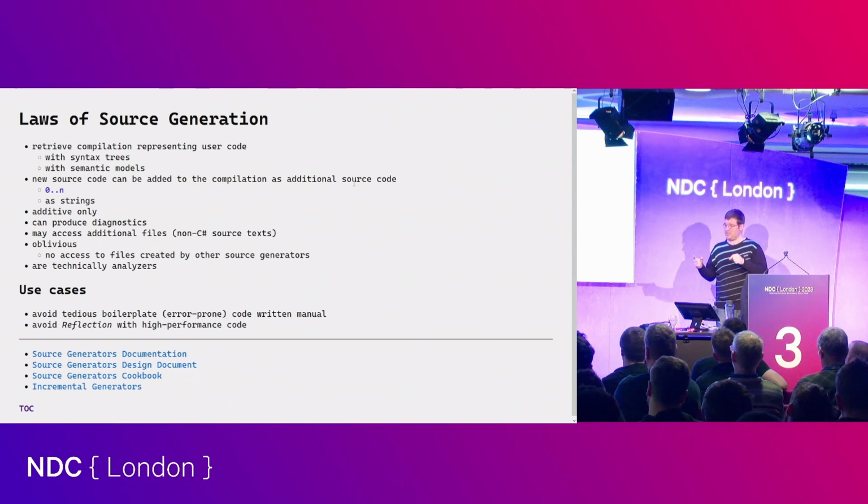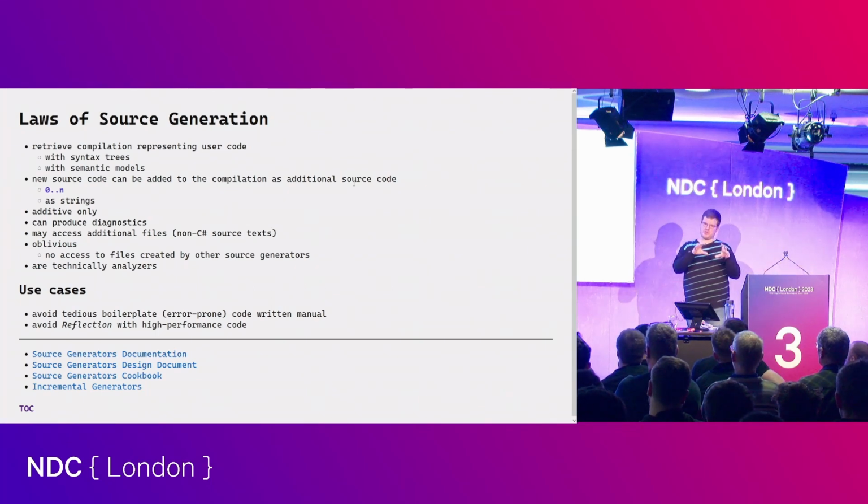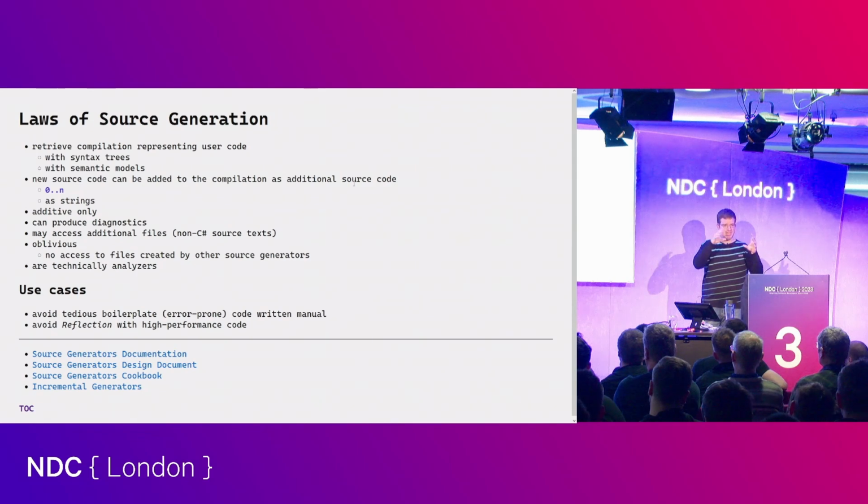Source generators are additive only. We cannot remove, we cannot alter code, we cannot rename anything. So we can only currently add new code to it. Since a source generator is technically an analyzer, we could also produce diagnostics, for example, warnings. Now there is of course a performance consideration with that, but we'll come to that a little bit later. Source generators are oblivious. That means if I have multiple source generators in one project, all of them get the very same input. Currently, this may change in the future, a source generator cannot depend on the output of another generator. All of them get the same input of this one project.